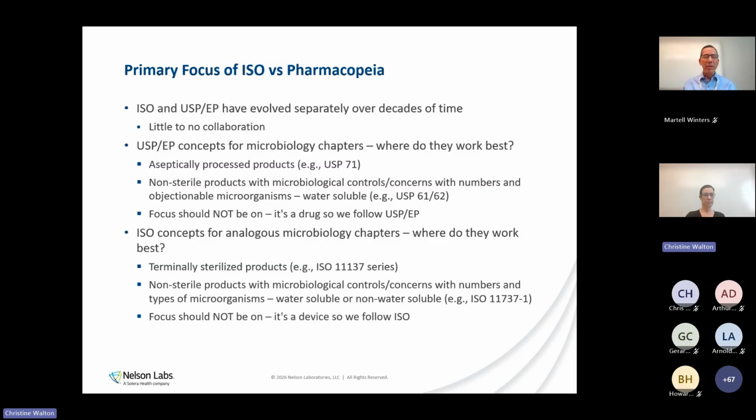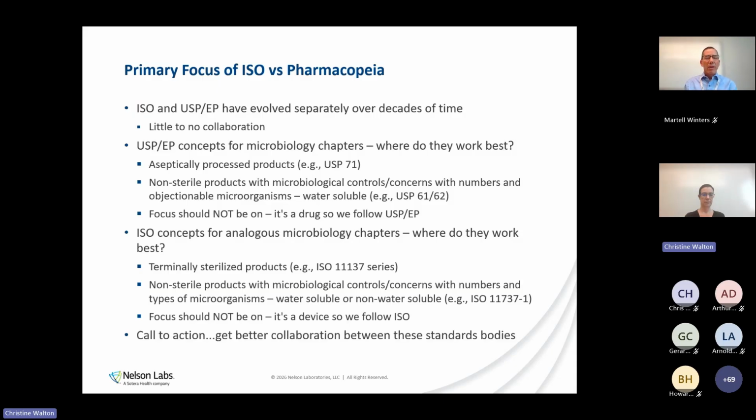And the ISO standard is set up to test both water soluble and non-water soluble devices or products. So an example there is the 11737-1. So again, the focus is not on it's a device, so we follow ISO. The focus should be on it's a terminally sterilized product, therefore largely we should follow ISO, but you'll see some overlap here.